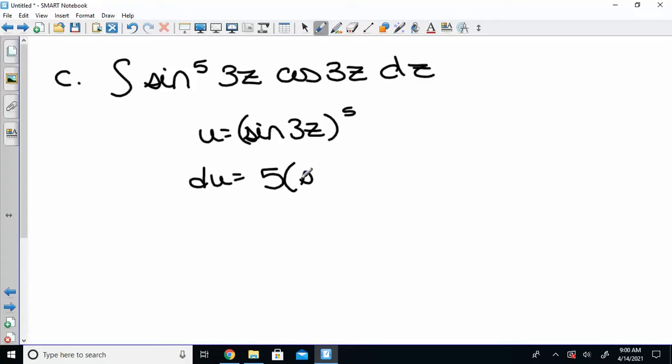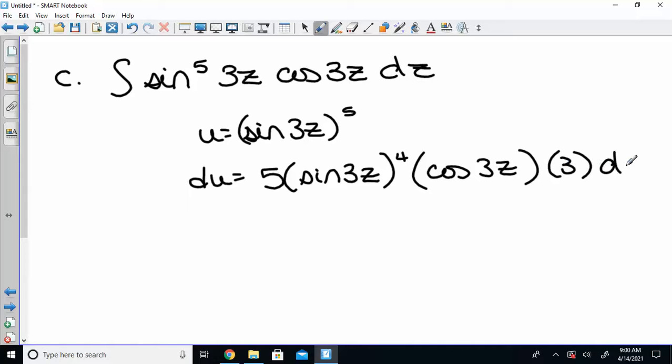5 comes down, inside stays the same, subtract 1 from the power, times derivative of the inside, derivative of sine is cosine, angle stays the same, times the derivative of the angle. Do I need all of that stuff? No, you don't have anywhere to go with it. We only had a sine to the 5th. I don't need this sine to the 4th. So that is a big red flag that there's an issue with my u. Go back and take away the 5th power.